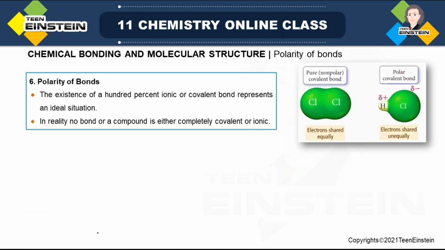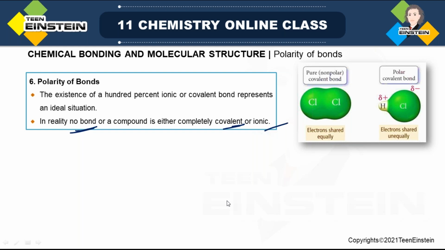So there is no such thing as pure ionic bond or pure covalent bond, though for the sake of definition we try to define them, but that ideal situation is very rare. So in reality, no bond or compound is either completely covalent or completely ionic. So it is always in an in-between situation.